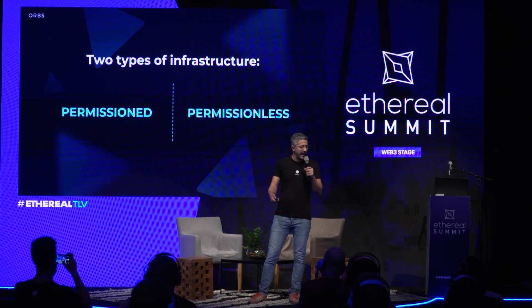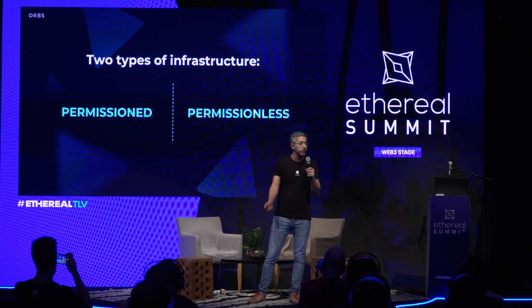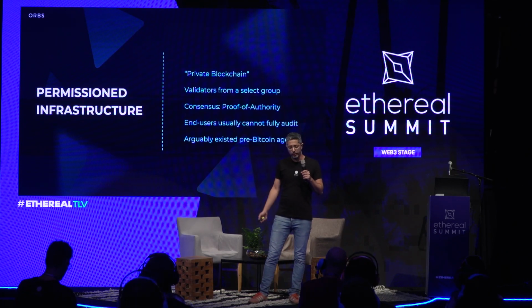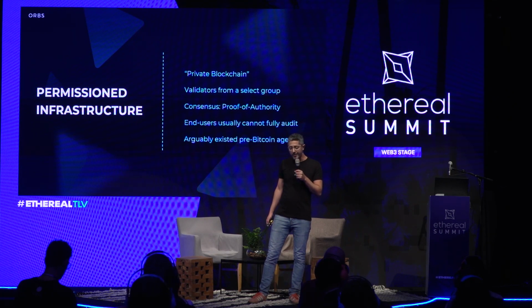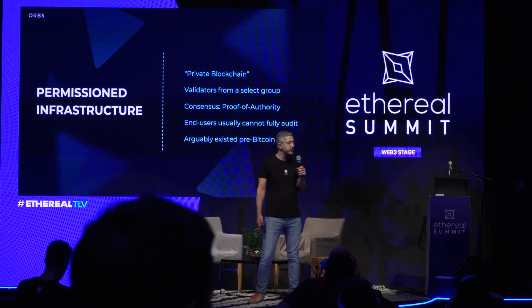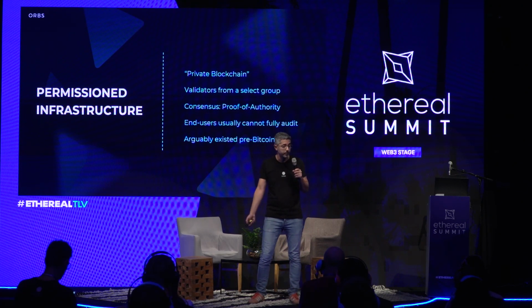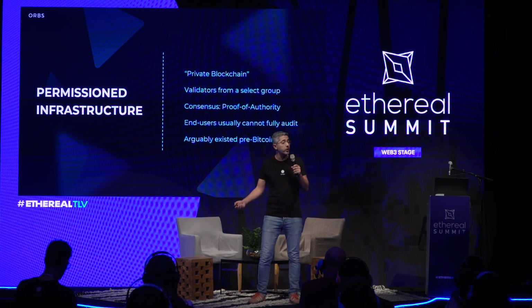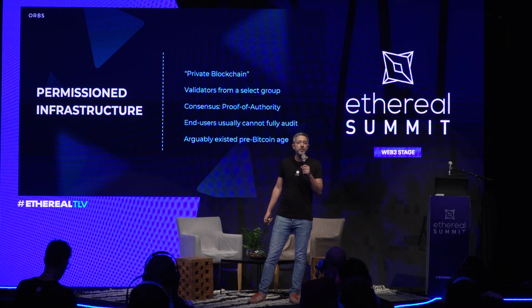So before we answer this question, I want to start with several definitions, just to make sure that we're all on the same page. If you look at blockchain infrastructure, you can roughly separate it between two kinds, permissioned and permissionless. What is permissioned blockchain infrastructure? We call this the private blockchain. The validators are always from a select group that somebody chose. If you want to be a validator, you have to ask for permission. The consensus mechanism used in these blockchains is proof of authority. There is a centralized point of authority in them. And this also means that you have trust.